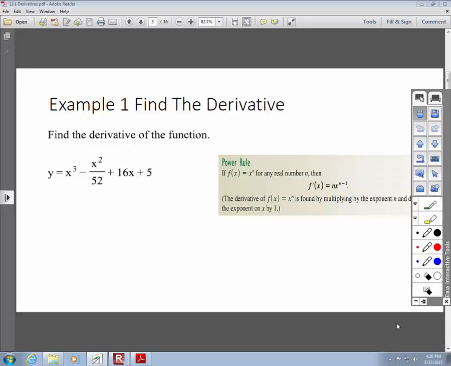So here's an example. Find the derivative of the function. We're going to use what you call the power rule. Here's the power rule. It says if f of x is equal to x to the n for any real number n, then the derivative of the function is equal to n times x to the n minus 1.